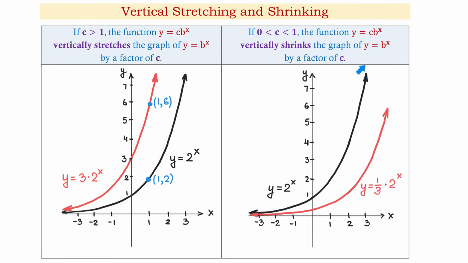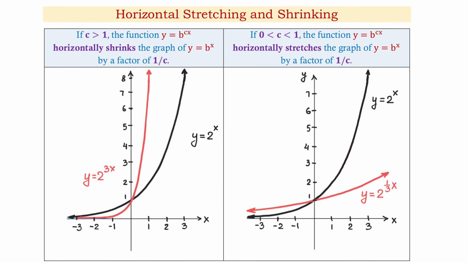And now if the function y equals b to the x power is multiplied by a constant c, and this constant is a number between 0 and 1, then the graph will shrink vertically by a factor of c. In this figure, one function is y equals 2 to the x power, and the other one is y equals 1/3 times 2 to the x power. To obtain this graph, we need to multiply each y-coordinate of this function by 1/3. And as a result, when a function shrinks vertically, the graph becomes wider.